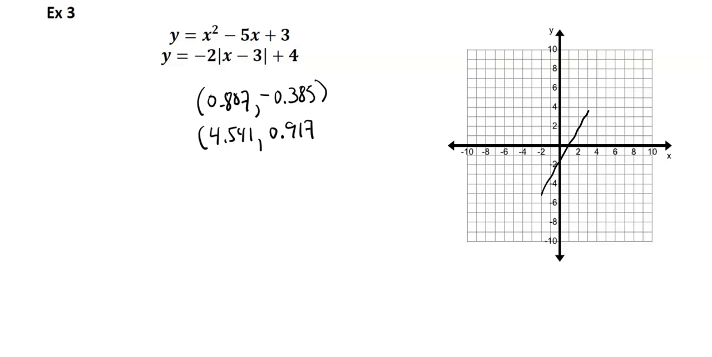One of the equations, the absolute value, goes up, comes back down sort of like that, and the quadratic equation comes down and back up like this. And once we have that sketch, then we're done.